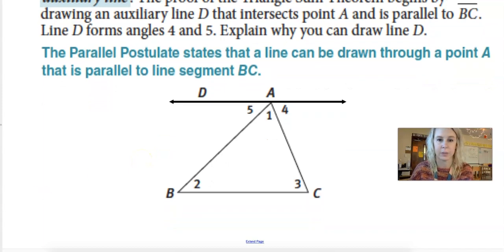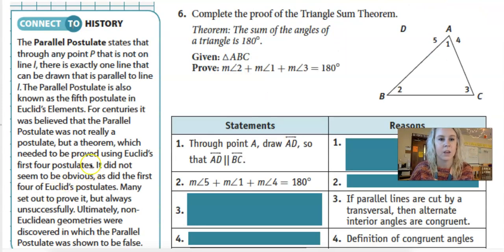All right, so let's talk about the parallel postulate. Connection to history. The parallel postulate states that through any point P that is not on line L, there is exactly one line that can be drawn that is parallel. The parallel postulate is also known as the fifth postulate in Euclid's Elements. Great book, by the way.